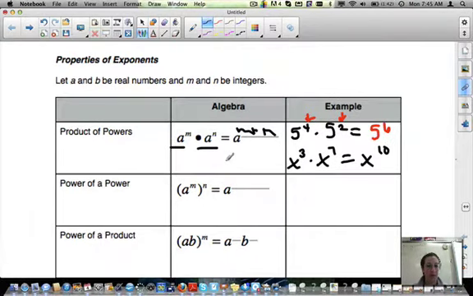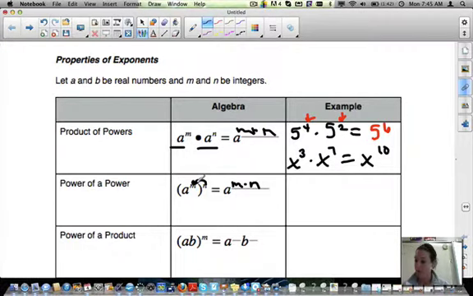Okay, the next rule is a little bit different. It's called power of a power rule. Now we have parentheses in this one. So I have a to the m to the n power. Now the rule on this is to multiply your powers. Okay, so it's kind of like the distribution factor. You're going to multiply your exponents.